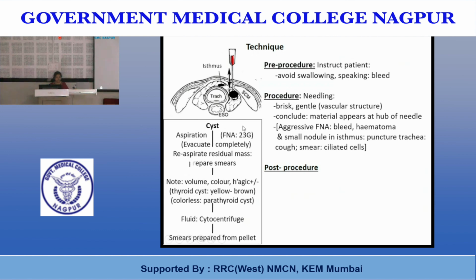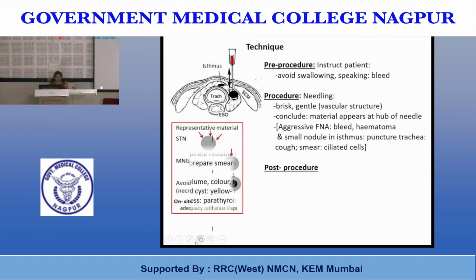Now, if the sonologist tells you it's a cystic lesion, prefer a 23 gauge needle. Always evacuate the cyst completely and then re-aspirate any residual mass. Residents, please remember this, and then prepare smears from the residual mass. Note down all the details of the fluid, and the fluid can be sent for centrifugation, and the smears can be prepared from the pellet.